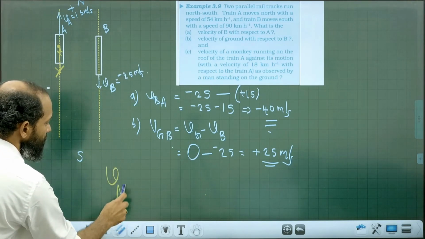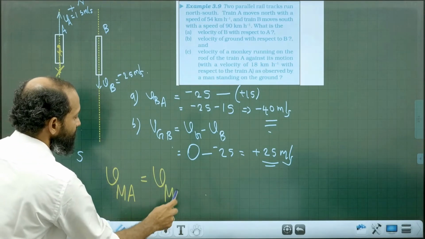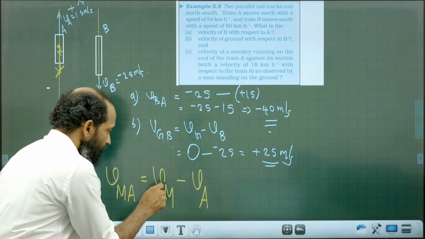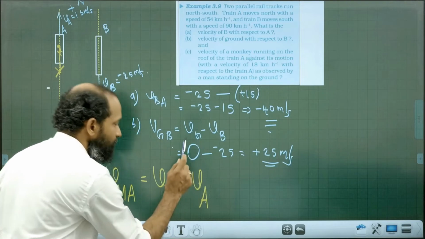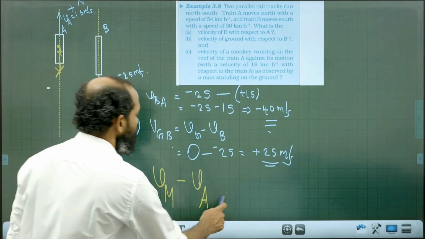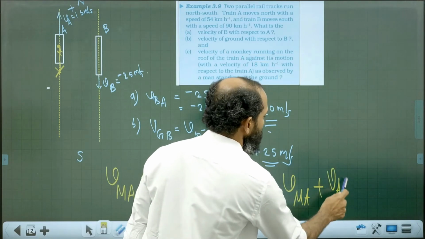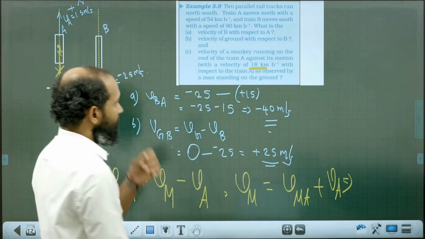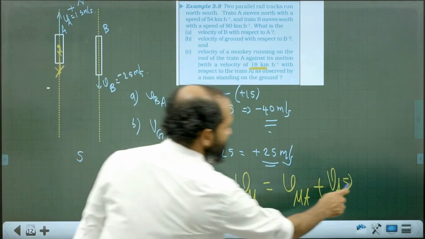The velocity of the monkey with respect to train A is equal to velocity of monkey minus velocity of A. Velocity of monkey means velocity of the monkey with respect to ground. Velocity of A means velocity of train A with respect to ground. Here we need velocity of monkey with respect to ground. So Vm is equal to Vma plus Va. The velocity of monkey with respect to A is given as 18, and 18 into 5 by 18 becomes 5. So 5, plus or minus.